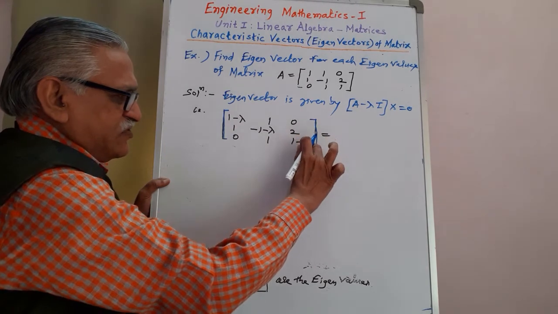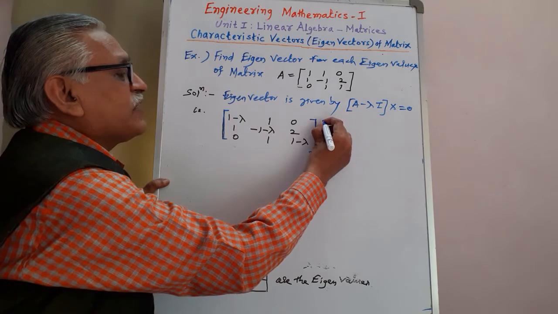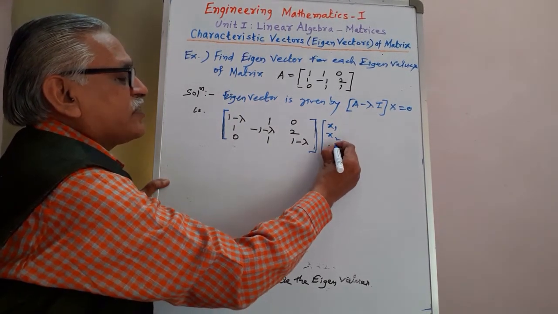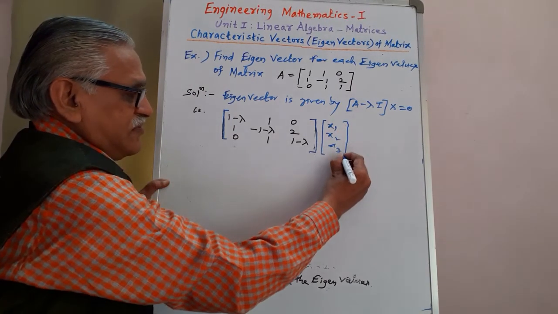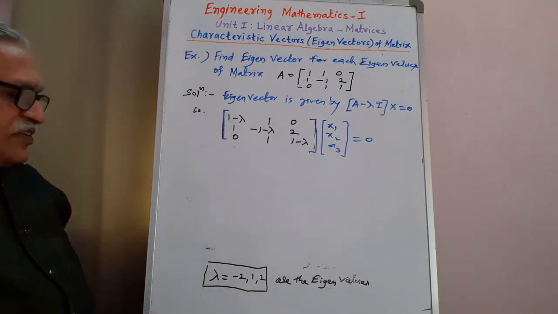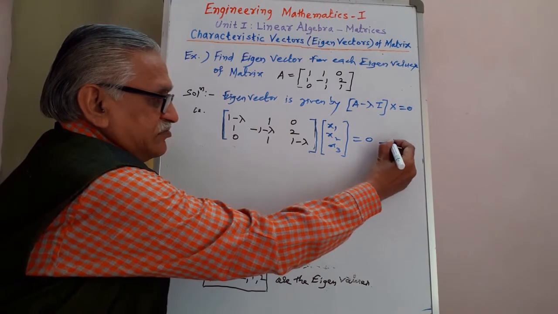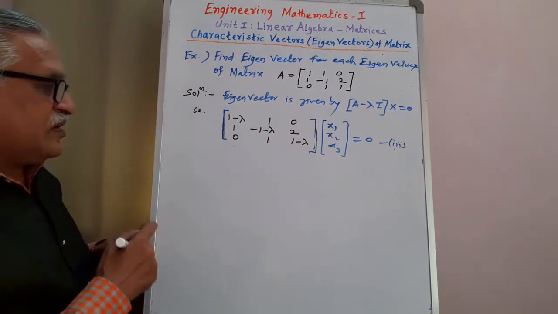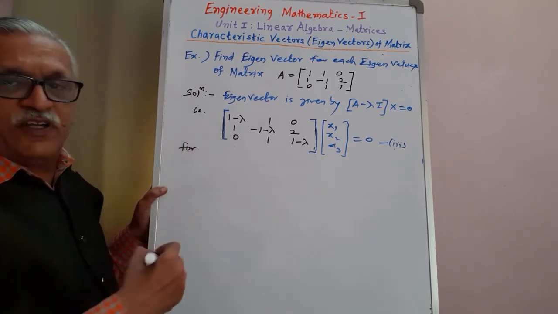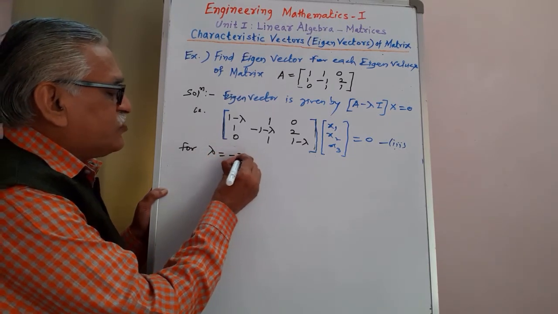Therefore, this is that matrix of A minus lambda I, which we have to multiply by the column vector of x1, x2, x3, and then equate it to 0. We call this equation number 3. And then we require to obtain the eigenvector corresponding to each eigenvalue. Therefore, first for lambda equals -2.